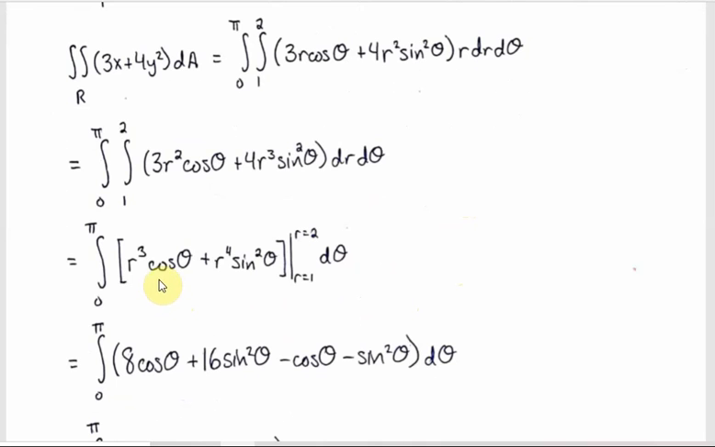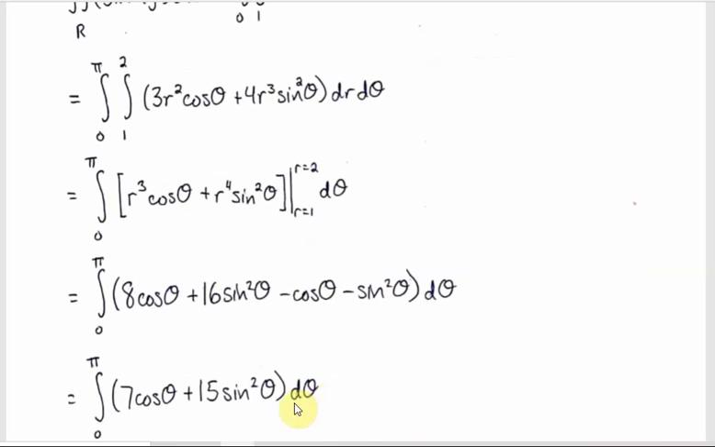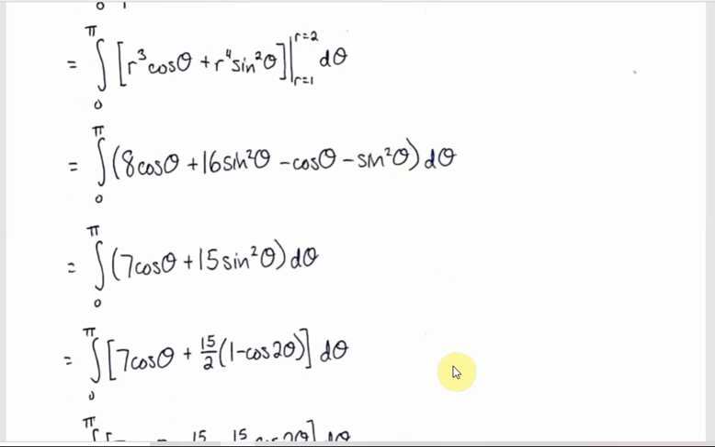Then if you integrate with respect to r, this works out really nicely because then the cosine theta and sine squared theta are basically just constants for this part. You integrate 3r squared, you get r cubed. Integrate 4r cubed, you get r to the fourth. All right, and then double evaluate it at 1 and 2. So then here's that, right? The 8 cosine theta plus 16 sine squared theta, that's what you get when you sub in a 2. And then cosine theta plus sine squared theta is what you get when you sub in a 1. So that's all being subtracted off. Then you can combine like terms a little bit.